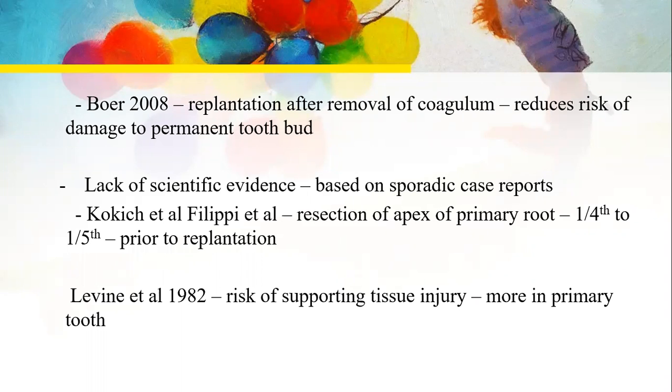So there have been people saying that after removing the coagulum, we can still try to reimplant the deciduous tooth so that it won't damage the permanent tooth. But still, there is no scientific evidence to prove that it is contraindicated or indicated, or perfect scientific evidence studies are not in the literature to support this.